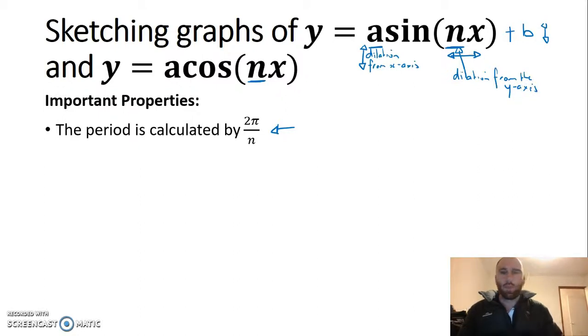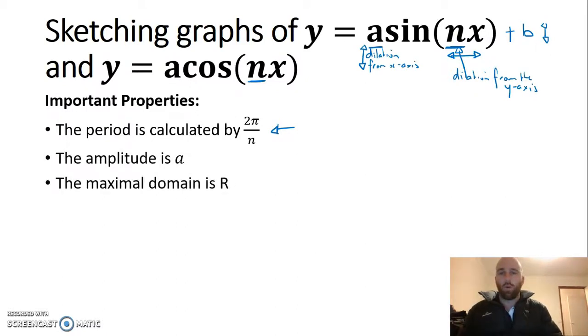Okay. The period is calculated by 2 pi divided by n. So whatever that value of n is, that'll let us know how wide our period is. The amplitude is A, as I spoke about before. The domain is R, so obviously it's never ending. So that pattern is going to constantly repeat itself.